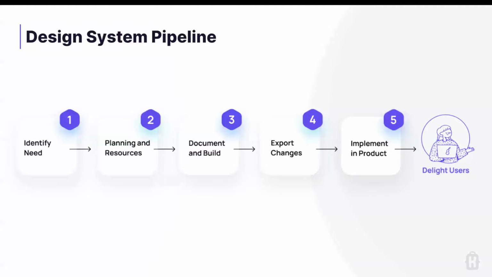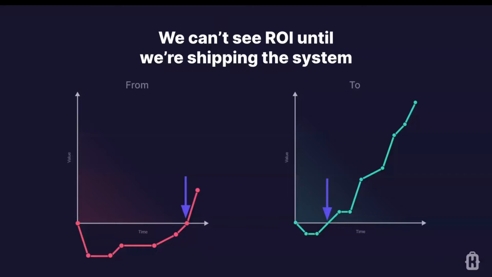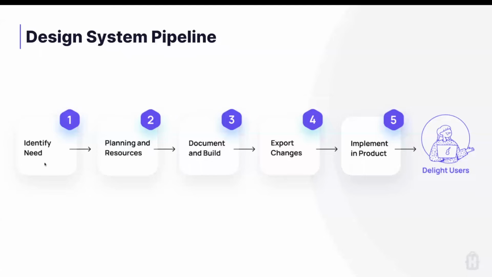When we talk about package publishing and the pipeline, the timeline for getting things into our system, we really see this flow. We identify needs, we do planning and resourcing, we document and build, we export those changes usually in the form of NPM packages, and we implement those things in product, and the end result is delighted users. What we often find, though, is that folks spend a lot of time in identifying need, planning and resources, and documenting and building. And we often don't get to export changes, implementing in production and delighted users for a long time.